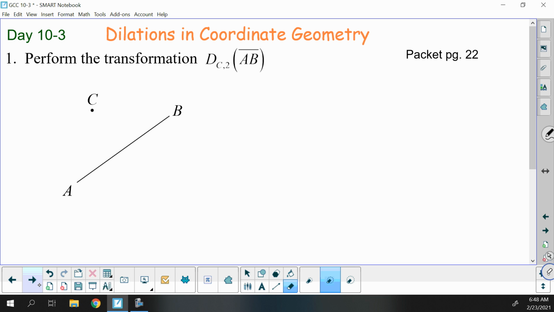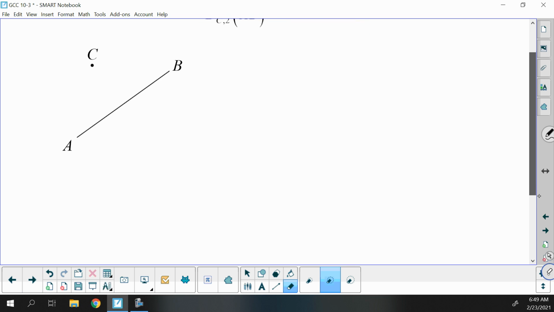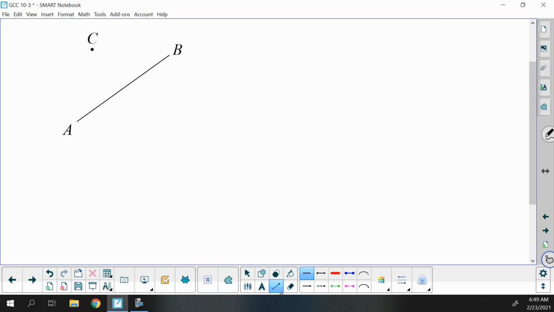So we'll be on page 22. We'll need compasses and straight edge to start out. So we want a dilation centered at point C with a scale factor of 2, and we're doing that of AB. So what we want to do is with our straight edge, start at C, go through point A, and with your straight edge, start at C and go through point B.